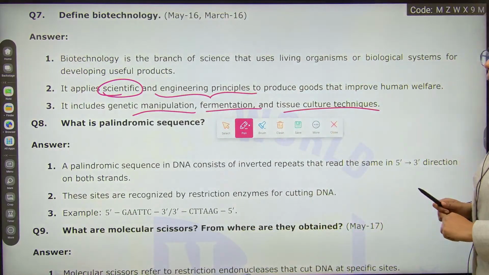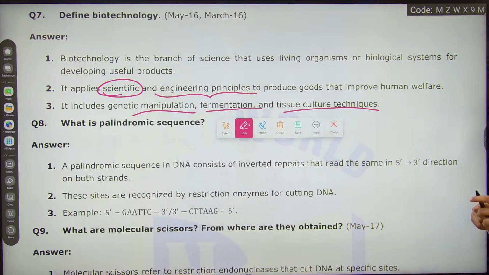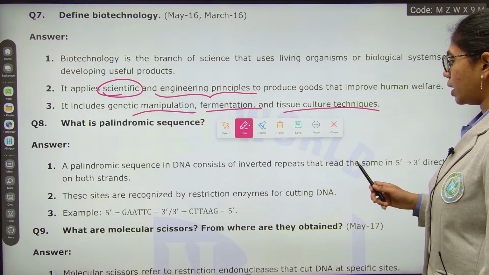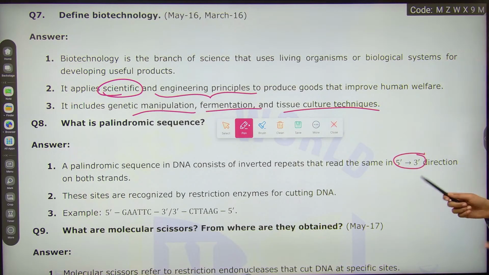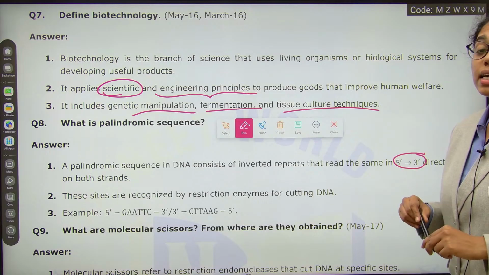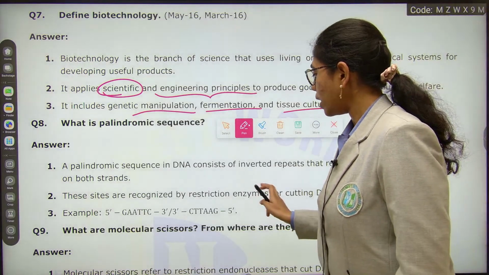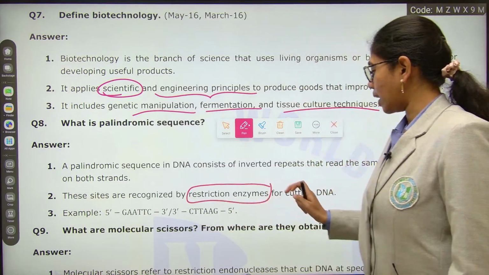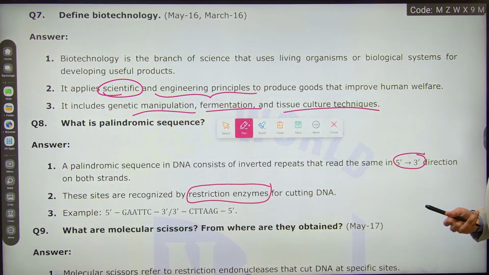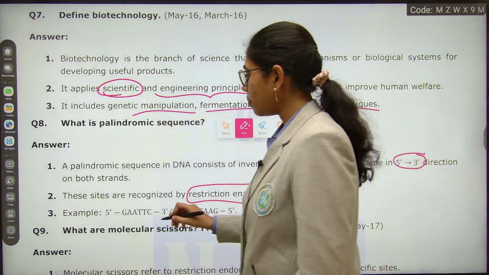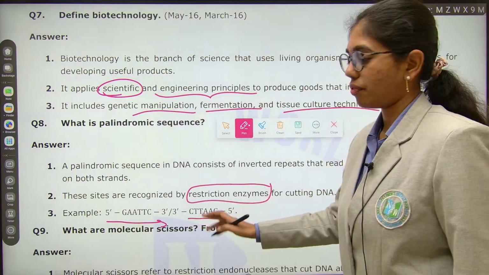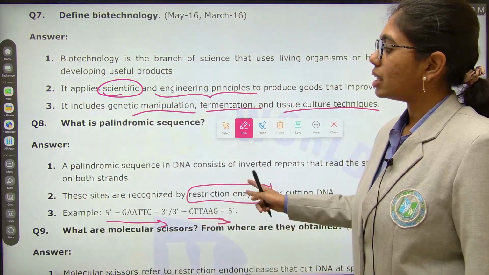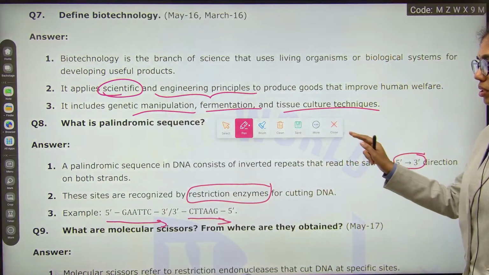What are palindromic sequences? A palindromic sequence in DNA consists of inverted repeats that read the same from 5' to 3' direction on both the strands. These sites will be recognized by restriction enzymes for cutting the DNA. Example, if you see from 5' to 3', GAATTC will be CTTAAG from 3' to 5'. These are the palindromic sequences.